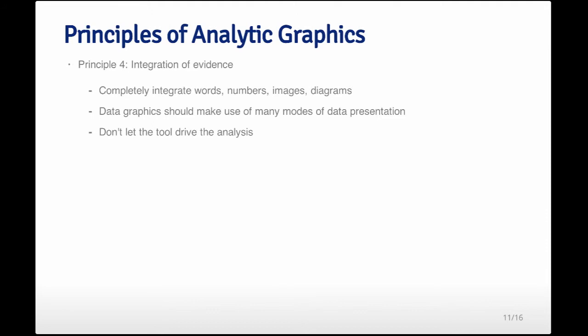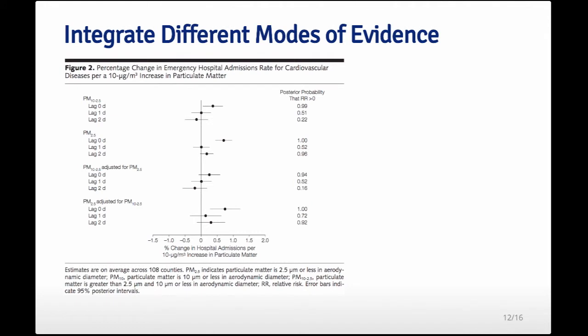And so the idea is not to let the tools that you use drive the kinds of plot that you make. You should make the plot that you want to make, and not just let the tools do the thinking. That's one of the nice advantages of a system like R, because the tools are very flexible in R, and you can make all kinds of customized plots to show the data and to integrate different modes of evidence. So this is just one very quick example from a published paper in the Journal of the American Medical Association, looking at the relationship between coarse particulate matter and hospitalizations in the elderly.